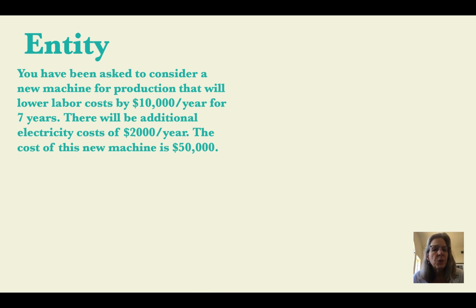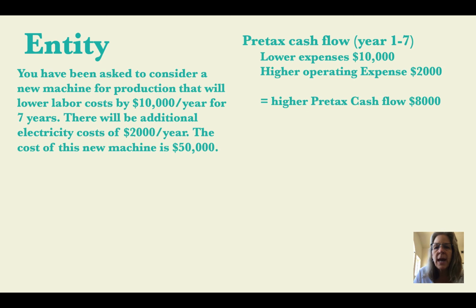In this case, we're asking for an entity, what would happen to cash flow if you have been asked to consider the purchase of a new machine for production that will lower labor costs by $10,000 per year for 7 years? There will be an additional electricity cost of $2,000 a year, and the cost of the new machine is $50,000. So let's look at how that looks in cash flow.